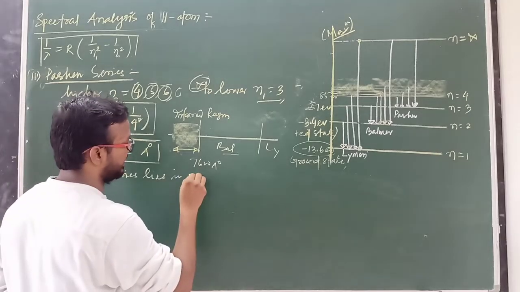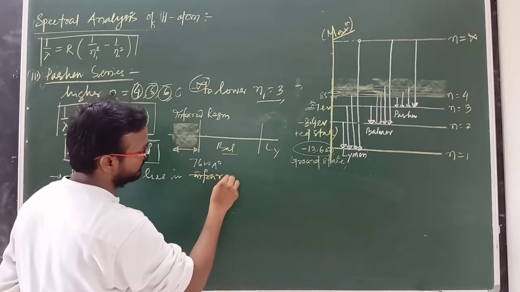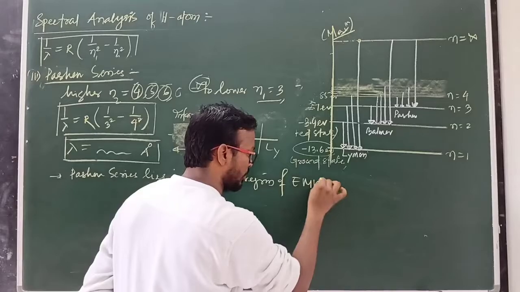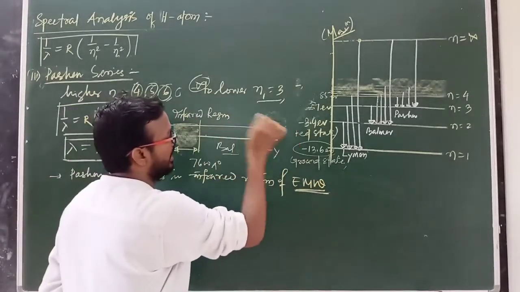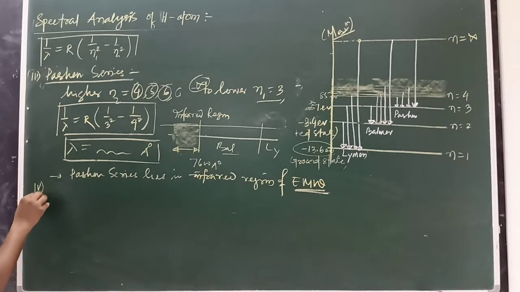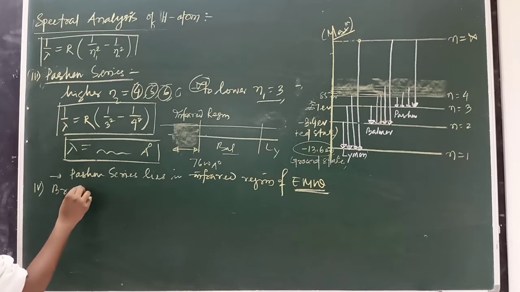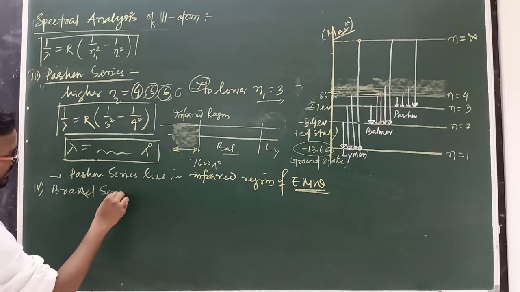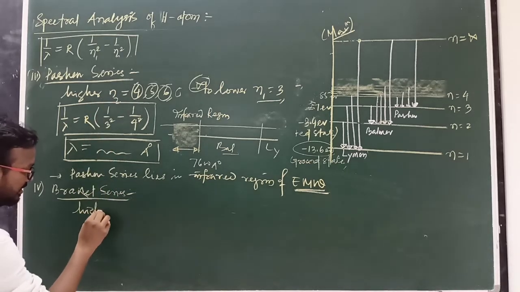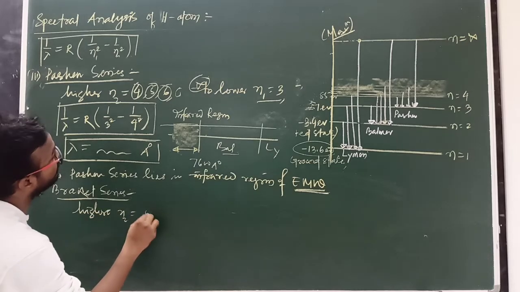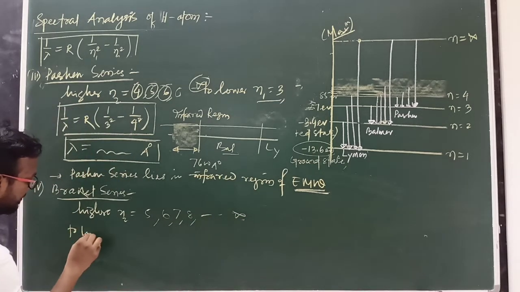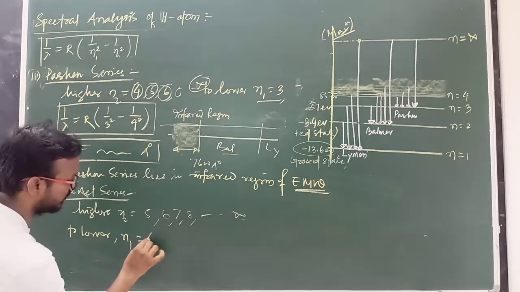Or you can write here, the infrared region of the electromagnetic wave spectrum, clear? This region is known as Paschen series. And another series you can write here, Brackett series. In this case, while the transition of the electron from higher energy orbit n2, corresponding to 5, 6, 7, 8, 9 and so on to infinite, to a lower energy orbit, and here the lower energy n1 corresponds to 4.